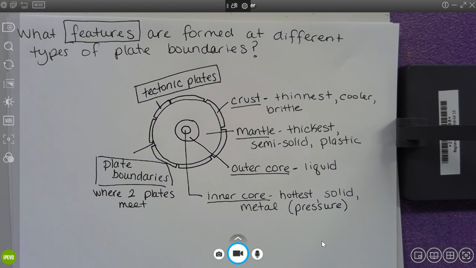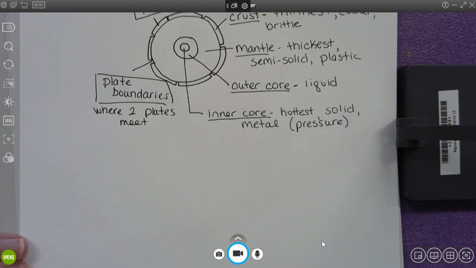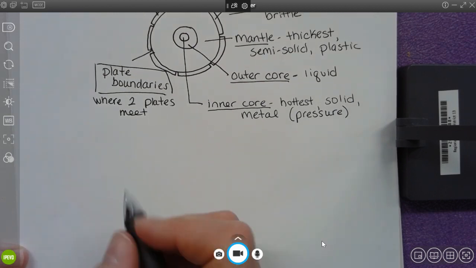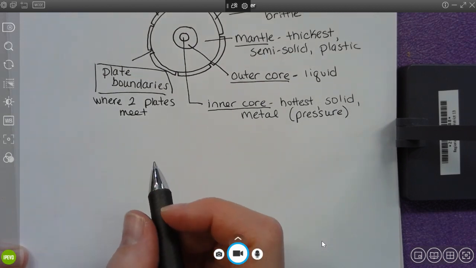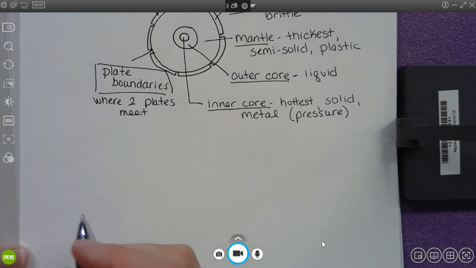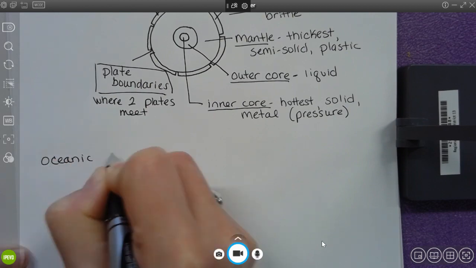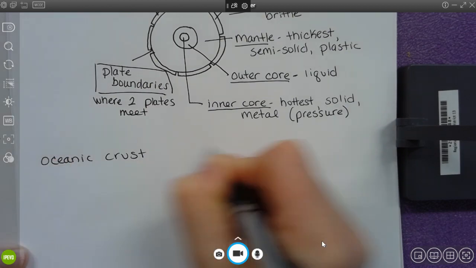Now, let's talk a little bit more about those plates, okay? And to do that, we need to talk about the crust and what makes up the crust. So, we have two types of crust. Who can tell me what one of them is? Oceanic and continental. Those are the two. So, oceanic, and then over here I'll do continental.